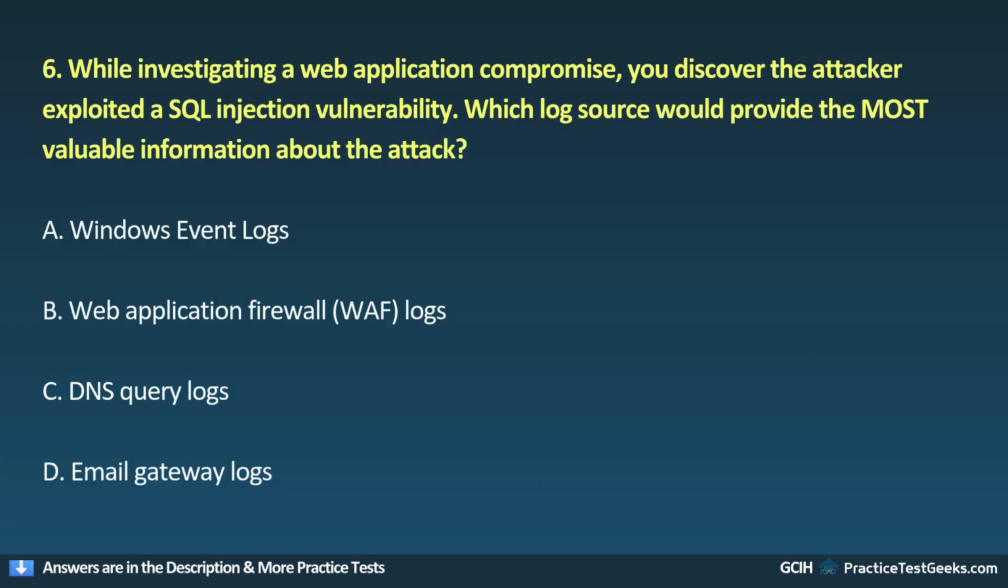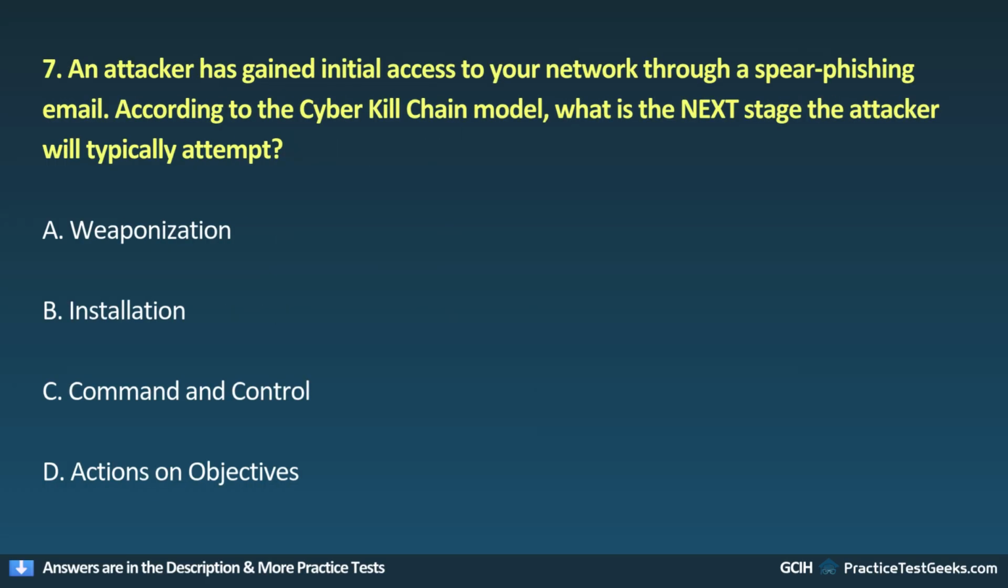A. Windows event logs. B. Web application firewall, WAF, logs. C. DNS query logs. D. Email gateway logs. 7. An attacker has gained initial access to your network through a spear phishing email. According to the cyber kill chain model, what is the next stage the attacker will typically attempt?